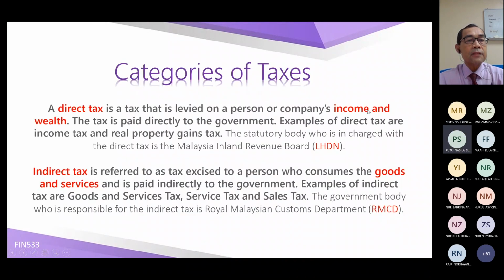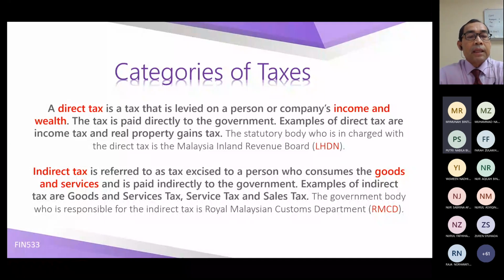Kemudian there are two categories of taxes actually. One is called a direct tax and the other called indirect tax. The direct tax is related to a person or a company income. Pendapatan individu ataupun pendapatan company. So this class is about personal income tax. We'll be talking about a direct tax regarding a person's income, not a company's income. Company's income will be under different classes, perhaps called corporate taxes ataupun business taxes lah.